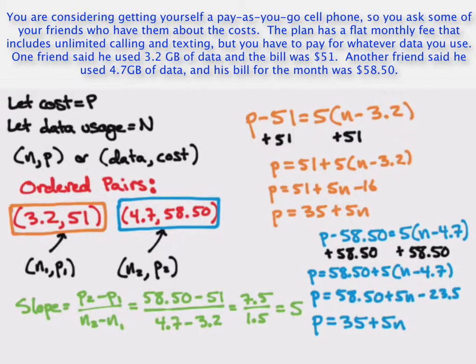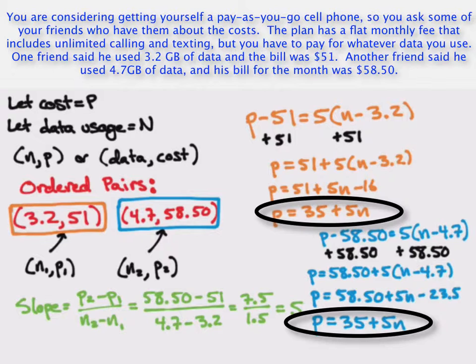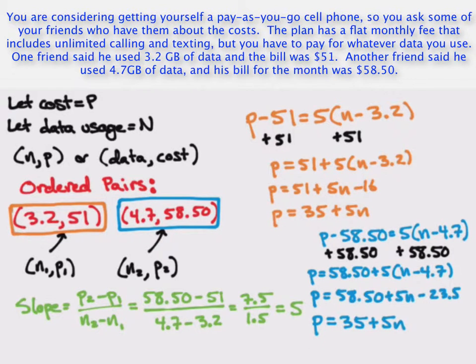All right, so we've got multiple forms of the same equation for all the equations in orange and all the equations in blue. Of course, when we put them in slope-intercept form, we get the exact same equation. And for any of these equations, if we're given some data usage, we can substitute that in for n, and we can solve for p to figure out how much it would cost.